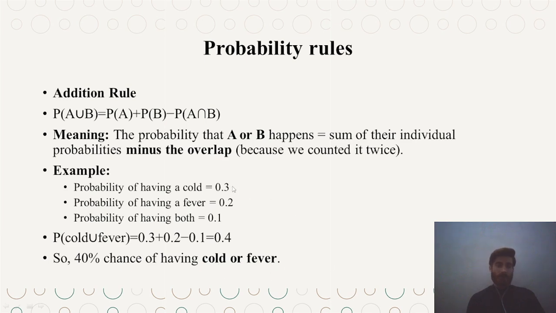For example, if there is a 0.3 chance of cold and 0.2 chance of fever, then what is the probability that it will be either cold or fever? The addition rule is applied for this.